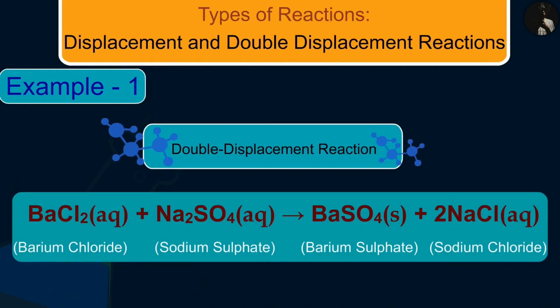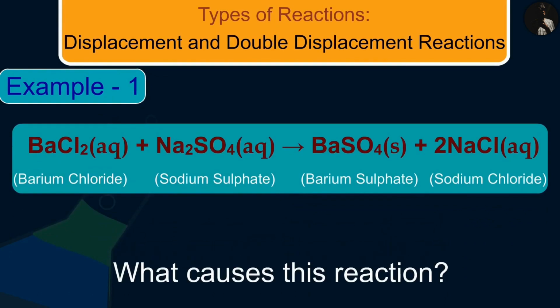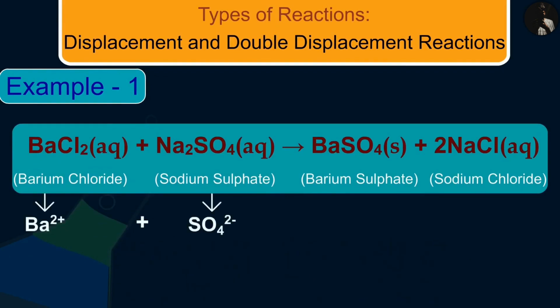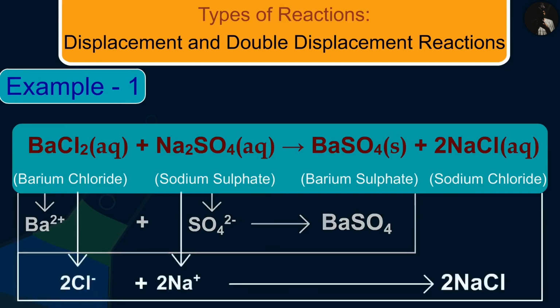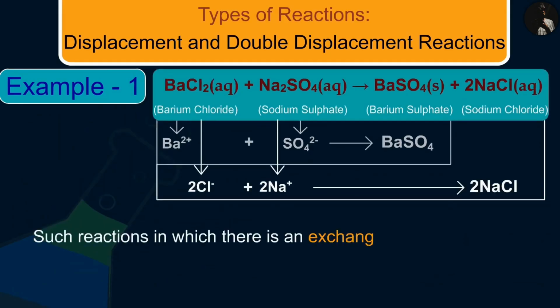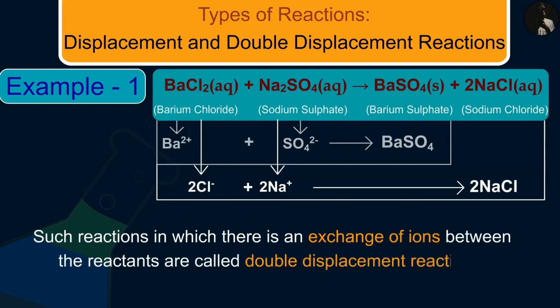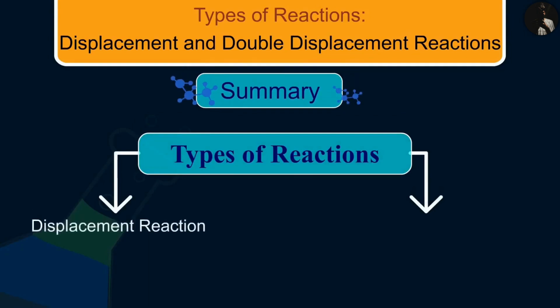Friends, isn't this an interesting reaction? But what causes this reaction? The white precipitate of BaSO4 is formed by the reaction of SO4 2- and Ba2+. The other product formed is sodium chloride, which remains in the solution. Such reactions in which there is an exchange of ions between the reactants are called double displacement reactions. Friends, in this video, we studied displacement and double displacement reactions.